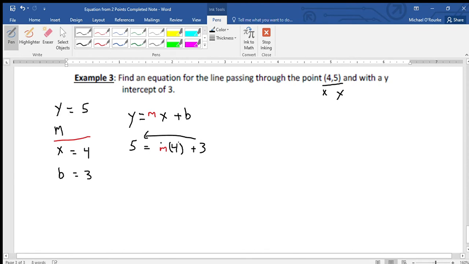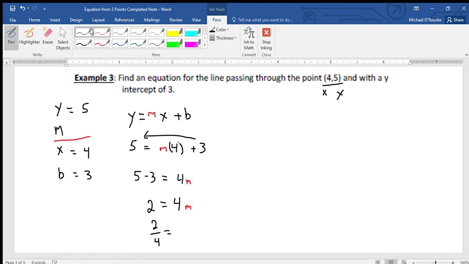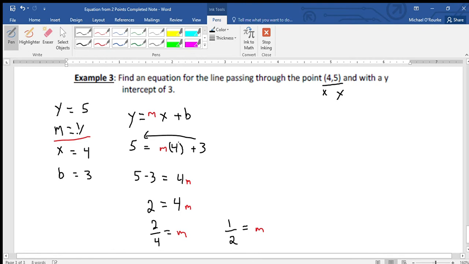Let's rearrange now. I'm going to move that over there. So we got 5 minus 3 equals, I'm just going to move the 4 in front because we're used to seeing stuff like this, 4m. So a positive over here becomes a negative. 5 minus 3 is 2 equals 4m. And if you remember, when we get here, this moves over and becomes a divide. You always divide by the coefficient. So m, once we reduce it, equals a half. Therefore, our m is a half.